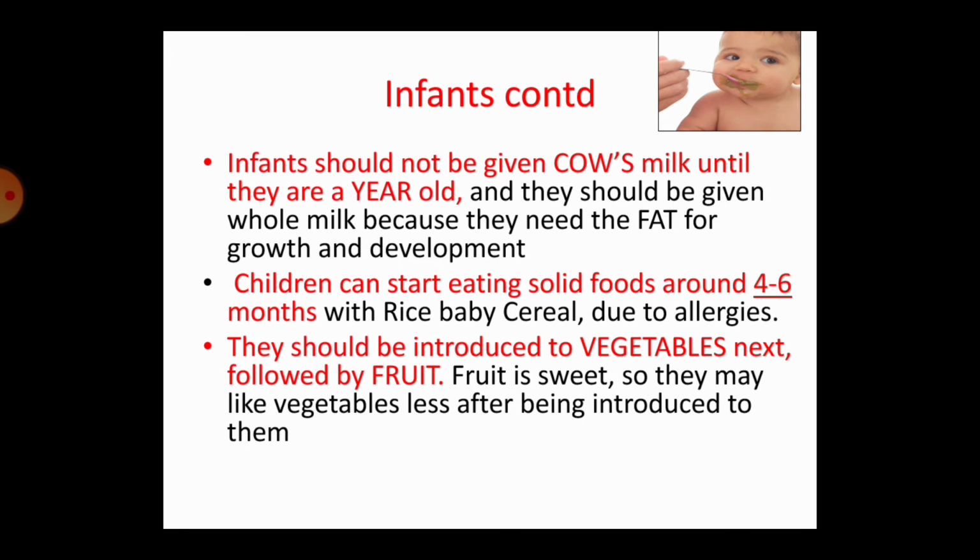They can start eating solid foods around 4 to 6 months, with baby rice cereals due to allergies. They should be introduced to vegetables next, followed by fruit. Fruit is sweet, so they may like vegetables less if fruit is introduced first.